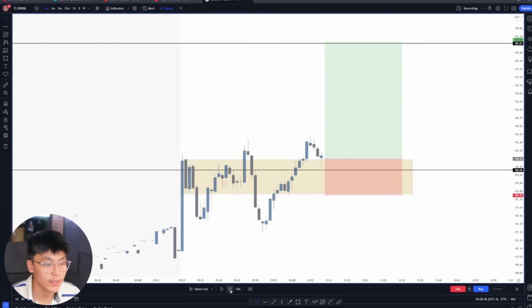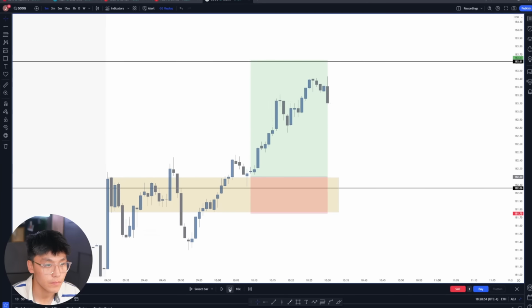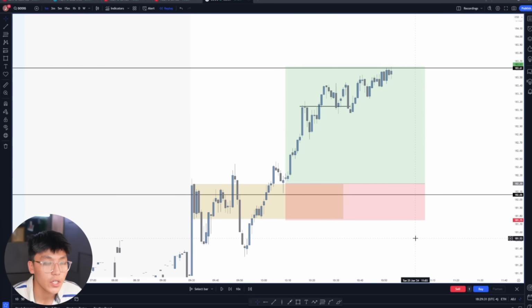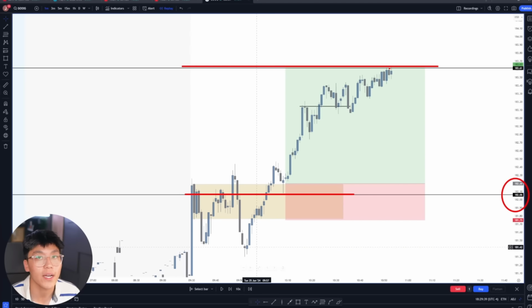So as we play the tape here, as you can see right there, that was a very nice push towards that 183 level, which also coincides with your all-time highs play. So as you can see right there, as soon as we had that 5-minute candle closure above your previous day high level, the next level market was going to gravitate towards was that all-time highs level.